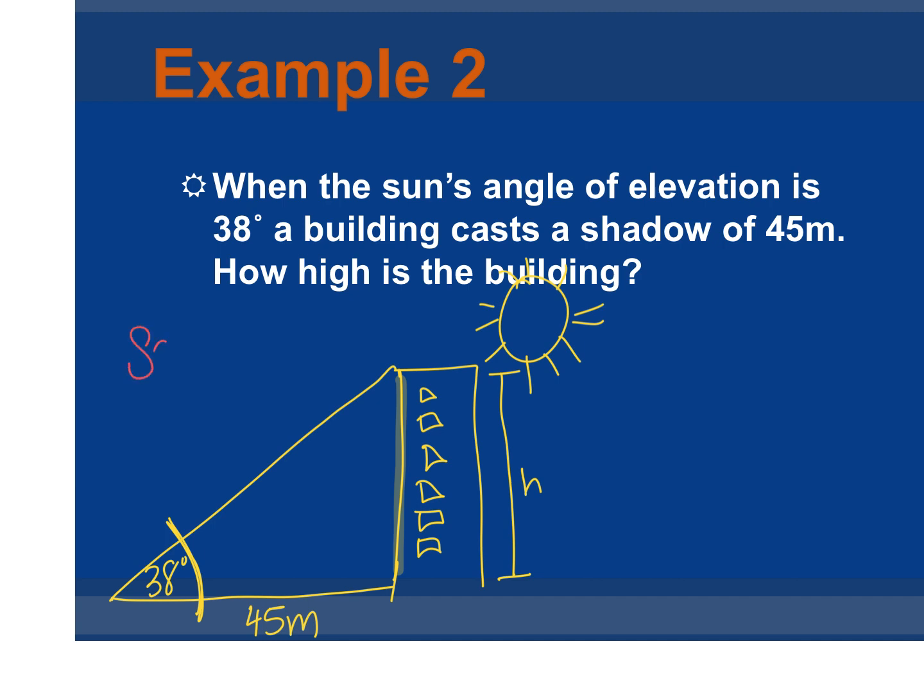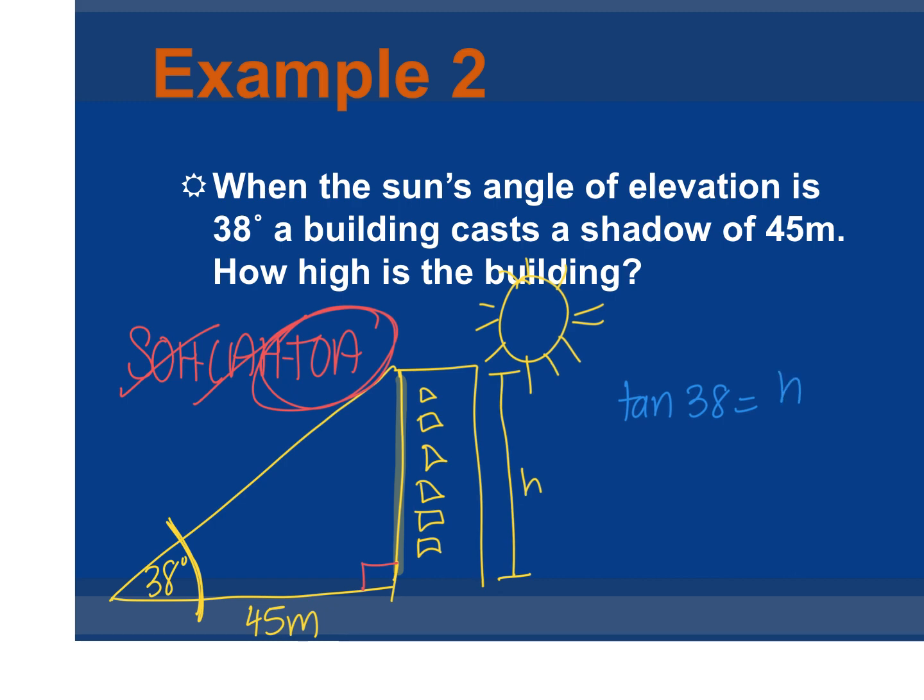Again, SOHCAHTOA. Do I have my hypotenuse here? No, I'm not using sine, I'm not using cosine. I'm going to use tangent again. How am I setting it up? I'm going to have tan 38 equals your opposite side over your adjacent side. Same thing as before. Go ahead and multiply both sides by 45.